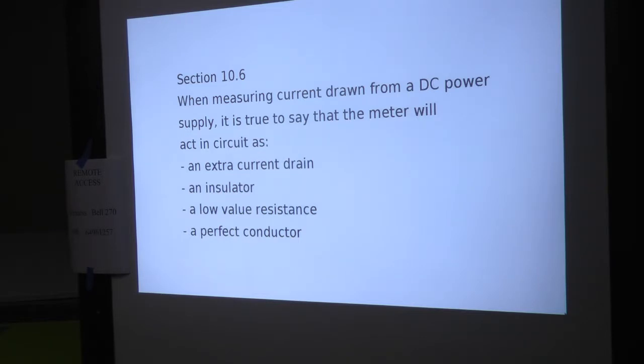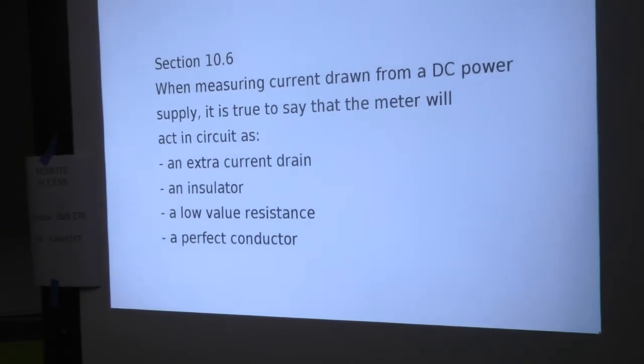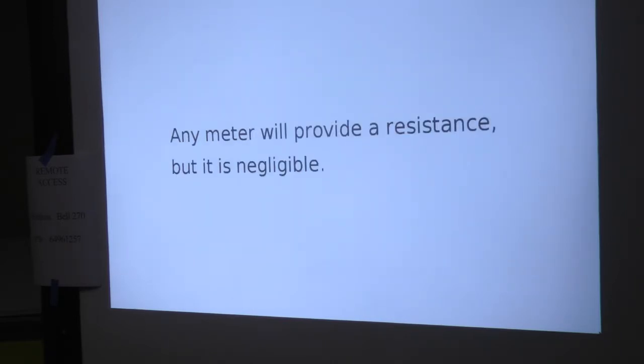When measuring current drawn from a DC power supply, it is true to say that a meter will act in circuit as... I'd say 1. Is that right? Low value resistance. Number 3, yeah. Low value resistance. Yep. Any meter will provide a resistance, but typically a very small one.